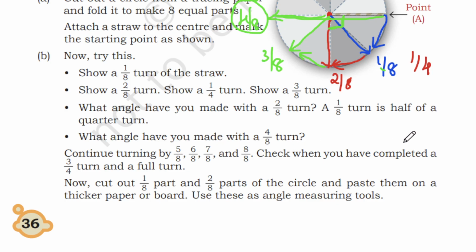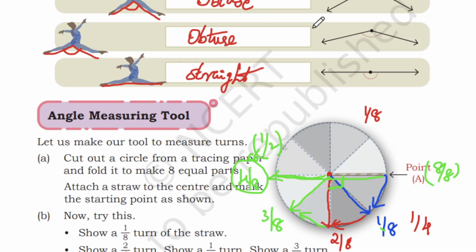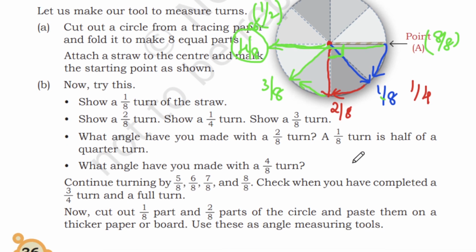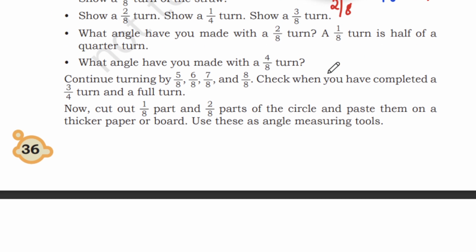Check when you have completed a 3 by 4 turn and full turn. So when did you complete 3 by 4 turn and full turn? When you go around and reach here, that is 8 by 8 turn, you will be able to complete the full turn of this spinning wheel. Okay, I don't think you will get this in an exam, but this is a method for upcoming questions. This is to find out how you can measure and what type of angles you will get in each turn. Okay, next.